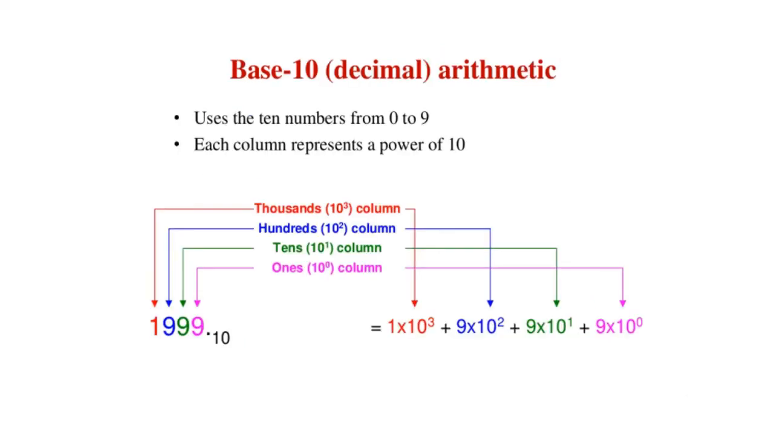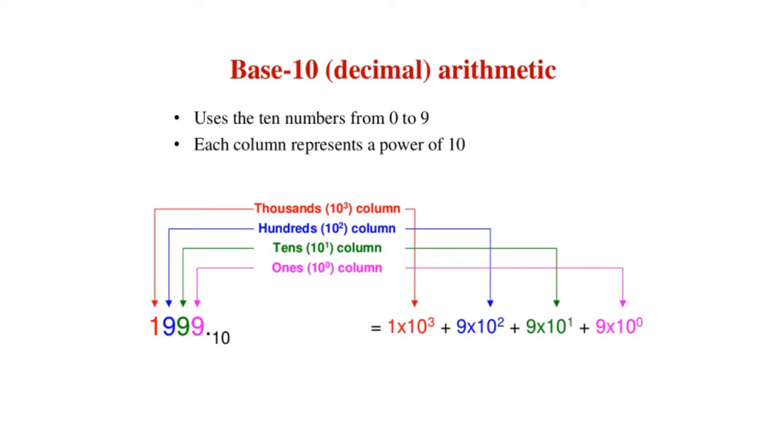Next, base 10 decimal arithmetic. How do we do decimal arithmetic? First, it uses the 10 numbers from 0 to 9. Then each column represents a power of 10. For example, here one value is given, that is 1999 base 10.